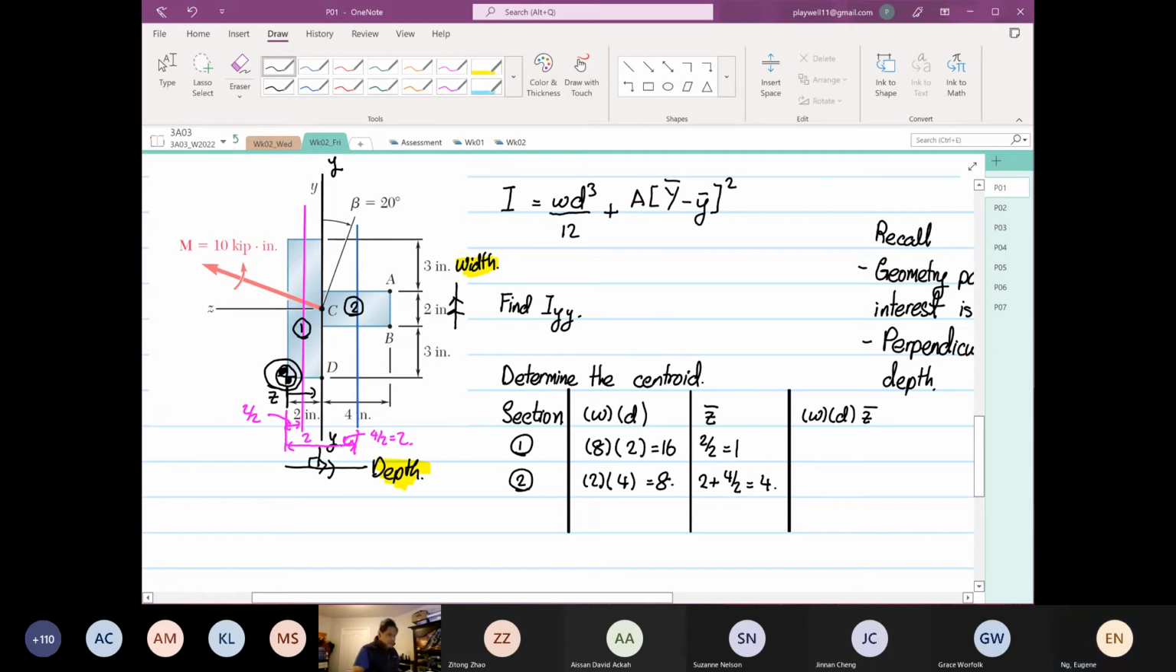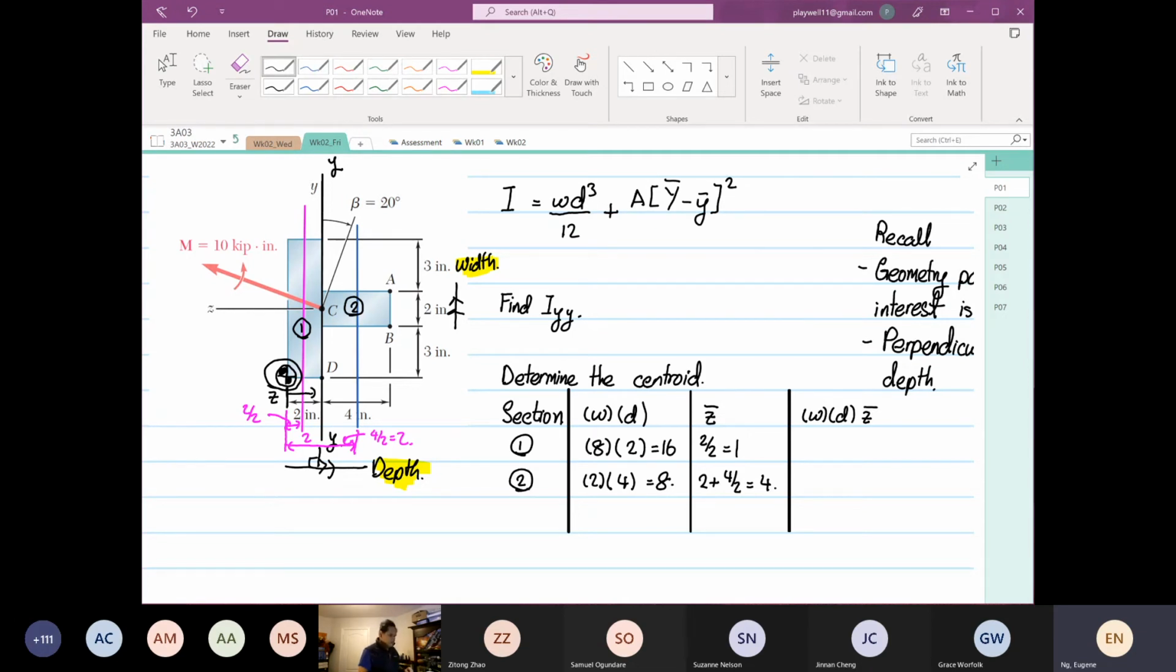Eugene, in the initial formula, where does the y bar minus y squared come from? Because last week I looked at that is the second moment of area. This is finding the centroid. I've not applied that formula yet. We have to determine the centroid first. We cannot know the centroid by observation.